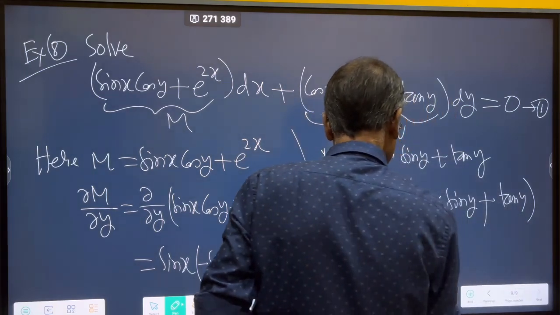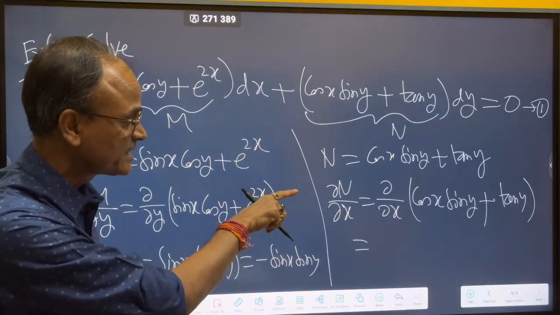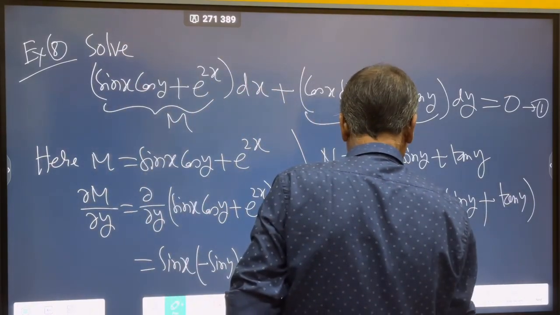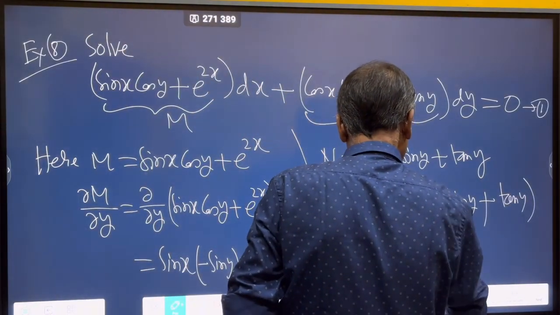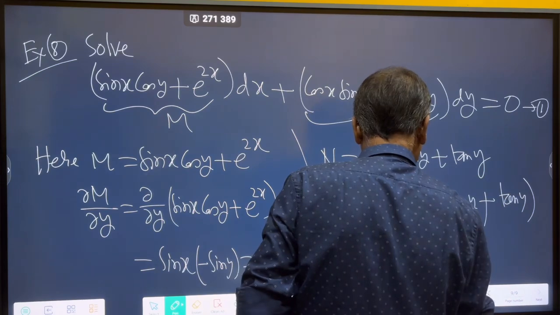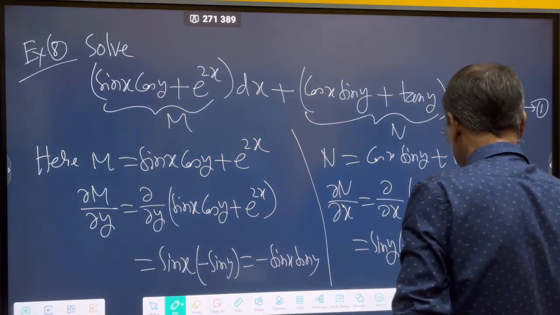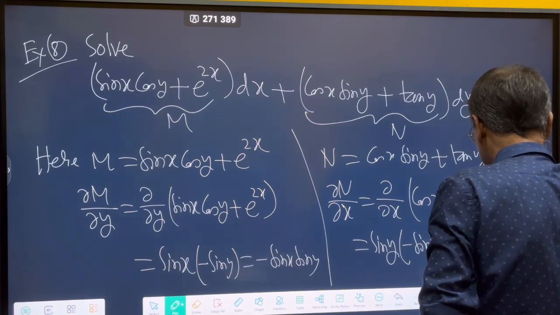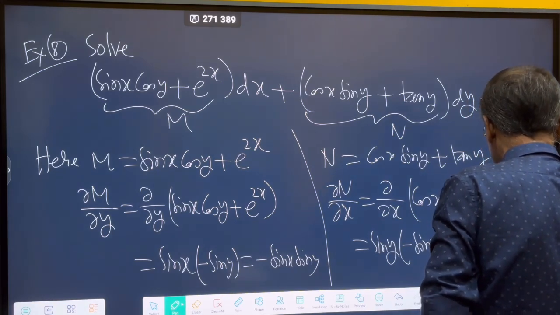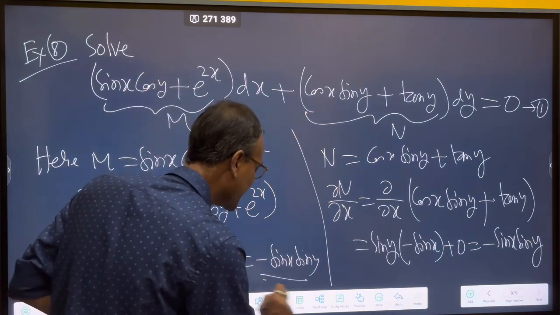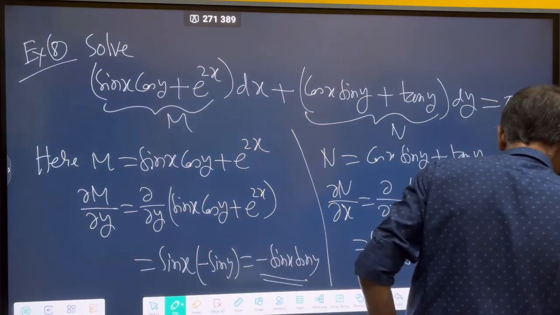You are differentiating partially with respect to x, so y is constant. Therefore, it is sin y. The differentiation of cos x is minus sin x, plus 0. This is equal to minus sin x sin y.